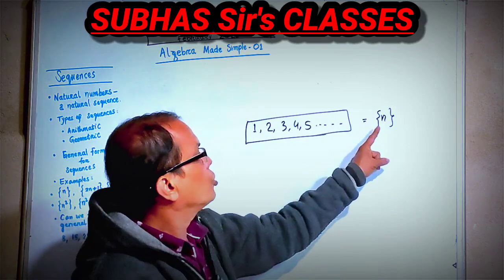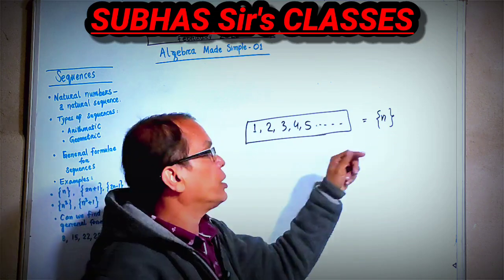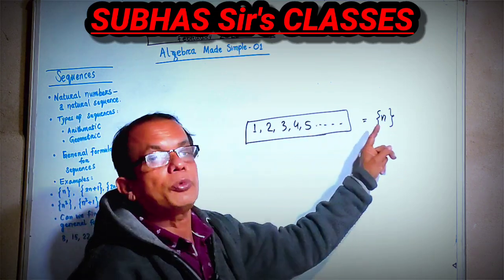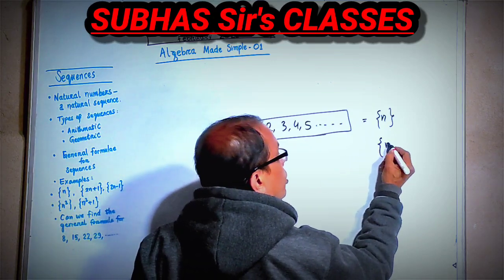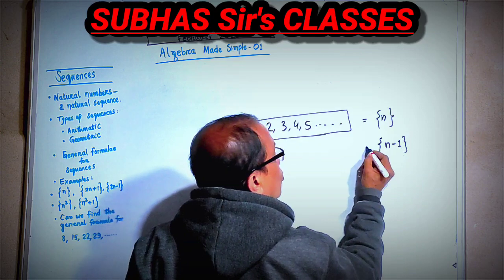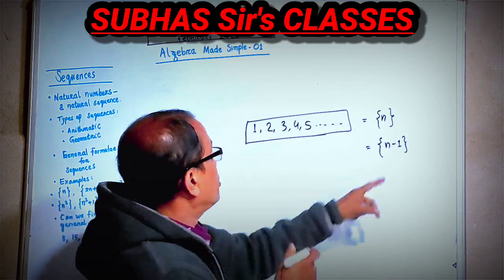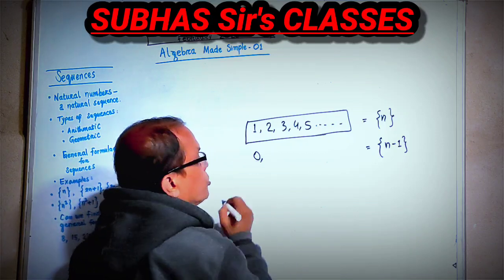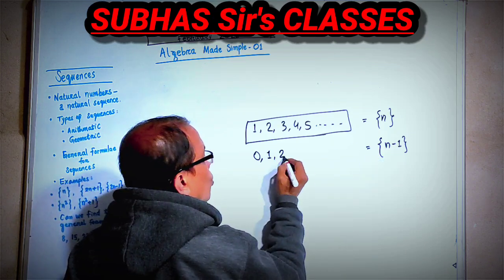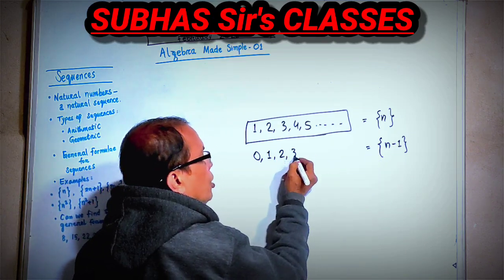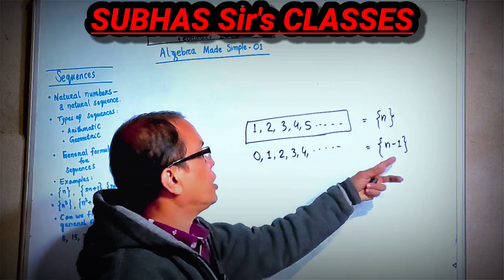Means if you put the values 1, 2, 3, 4, 5, then you get the first, second, third, fourth and fifth numbers. So if I change the sequence into n minus 1, what does the sequence become? The sequence starts with 1 minus 1, that means 0, 2 minus 1, 1, 3 minus 1, 2, 4 minus 1, 3 and so on. Now you can predict, this is the sequence n minus 1.